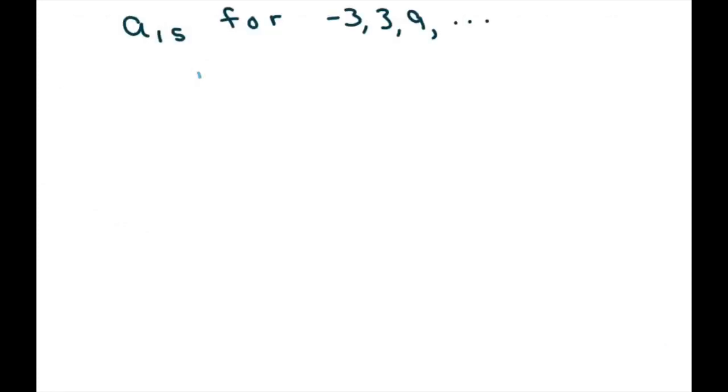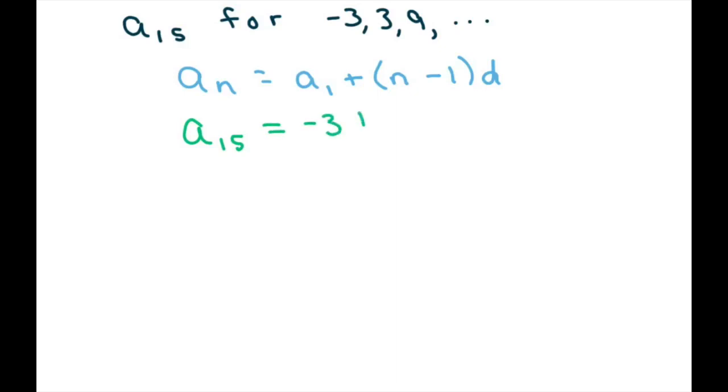So the formula is here: first term plus your number of terms minus 1 times d. Basically, we're going to write a sub 15 equals your first term plus n minus 1. Now your n for this is 15 because we're looking for the 15th term.